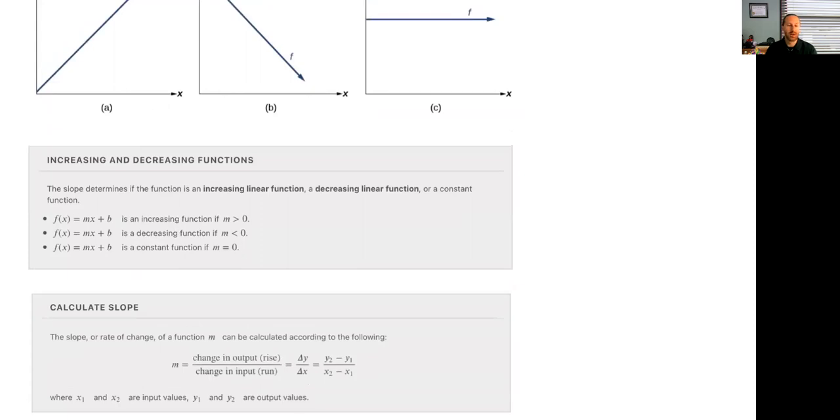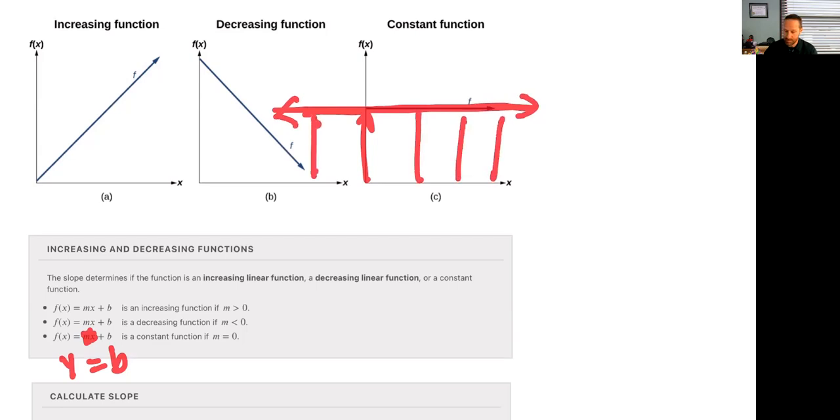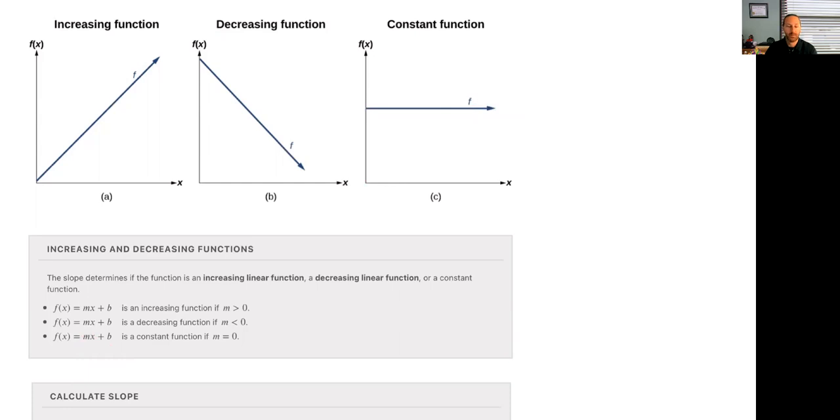So we know increasing and decreasing functions all depend on the slope. If that slope is positive, then so is your function. Negative, then so is your function. And if it's zero, meaning that it's not there and you just have y equals some number, then you go up to where y is equal to that number. And that's the only value that y will ever yield, no matter what your x is, positive or negative. Okay? So again, things that we should already know, but just rehashing, making sure that we remember that.